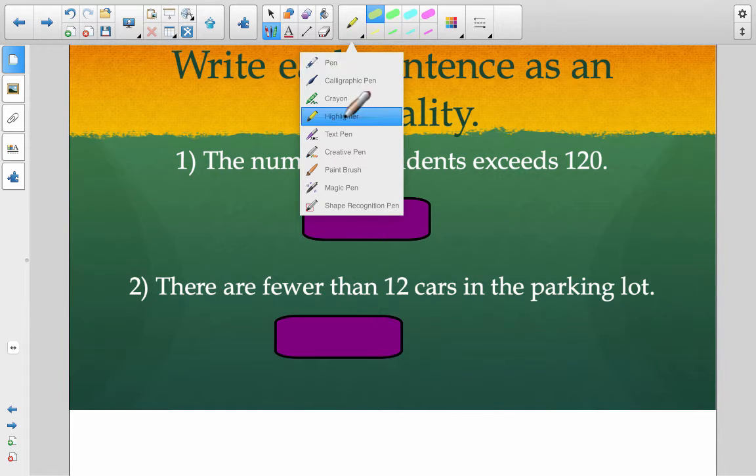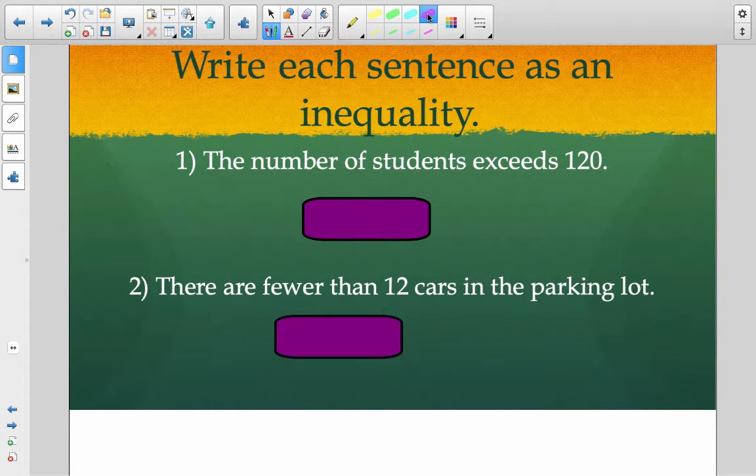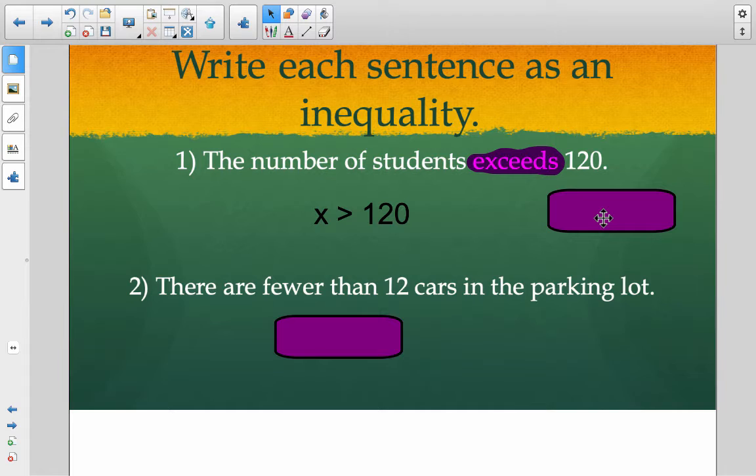What I'm going to look for first are my keywords that I would have found in that table. And what's jumping out to me is exceeds. I know exceeds goes with the symbol greater than. So I'm going to have something is greater than 120. This something, the number of students, can be represented with a variable such as s. So my inequality would be s is greater than 120.